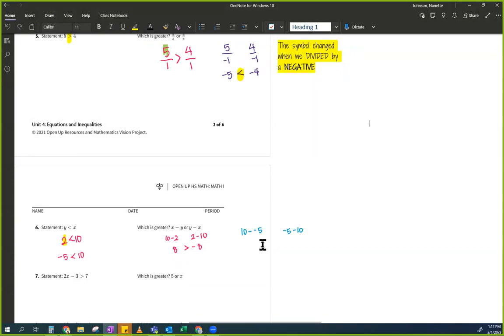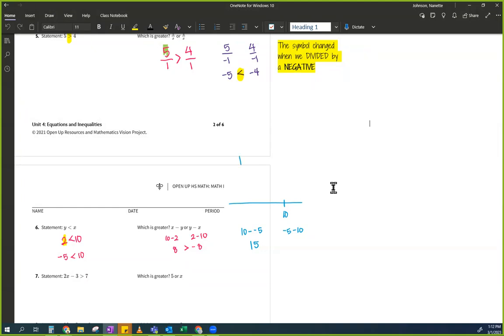Yeah, it's 15. In case you forgot, 10 take away negative 5 works like this. On a number line, you start at 10 and then take away means go to the left, but of negative 5 means jump this way. So it's positive 15.